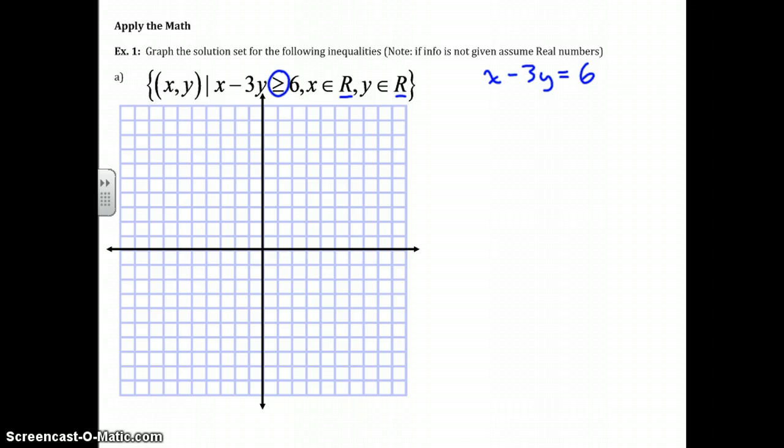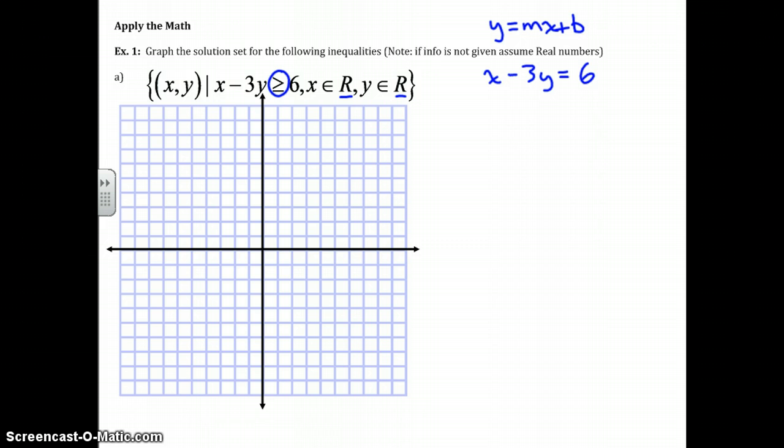So to do this, we can graph it a number of ways. Some different ways are a table of values, x and y intercepts, or slope-intercept form. Probably what you want to use is slope-intercept form. So that's what we usually refer to as y equals mx plus b.